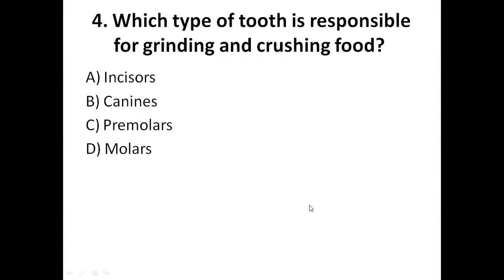Number four, which type of tooth is responsible for grinding and crushing food? A, incisors, B, canines, C, premolars, and D, molars. Select your answer. Right, D. D is the answer. Molars. The molars are best at crushing and grinding food.